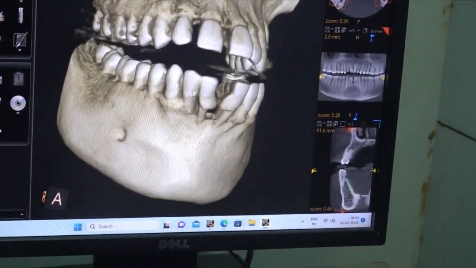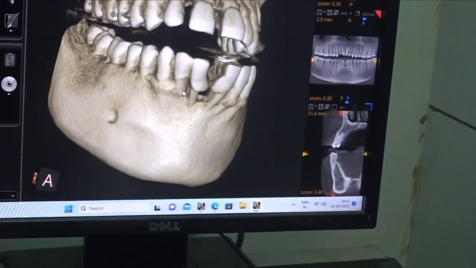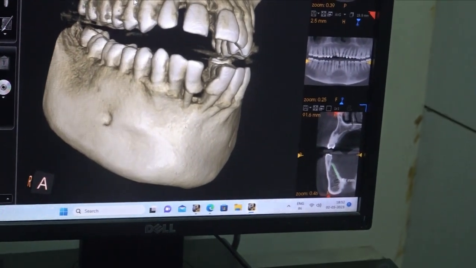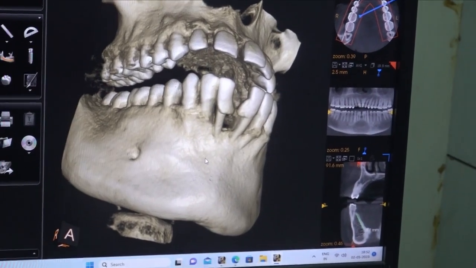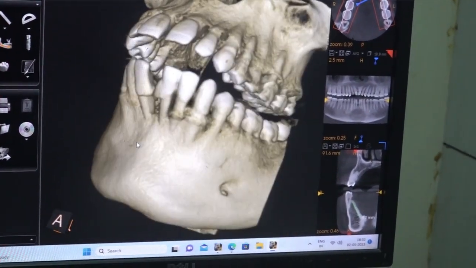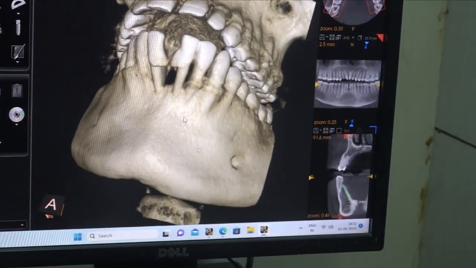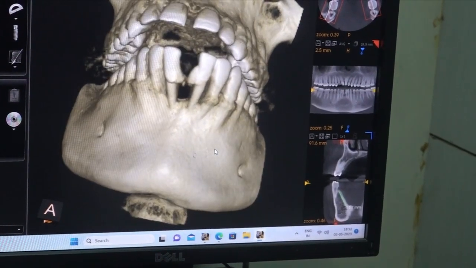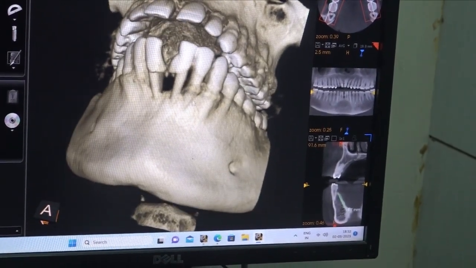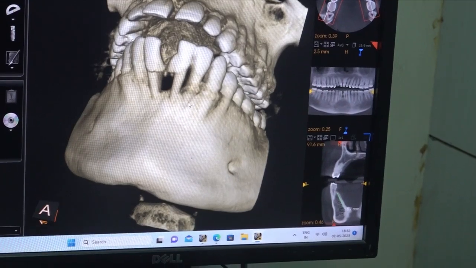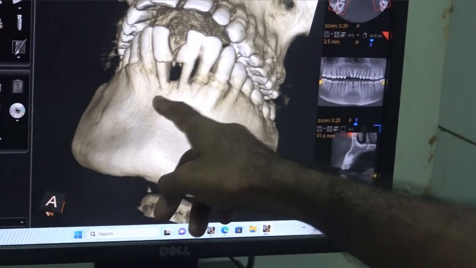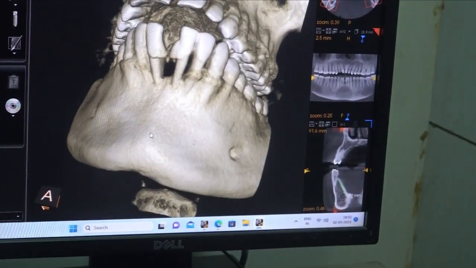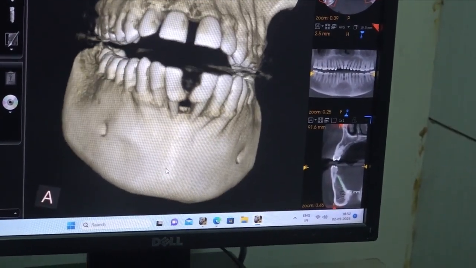So when we are placing an implant in this area, we have to be very careful not to tilt distally. Either go along the root of the lateral, or you can slightly tilt distally. Instead of going straight, it is better to tilt slightly distally, because you will get more bone here for placing the third implant, the middle implant.